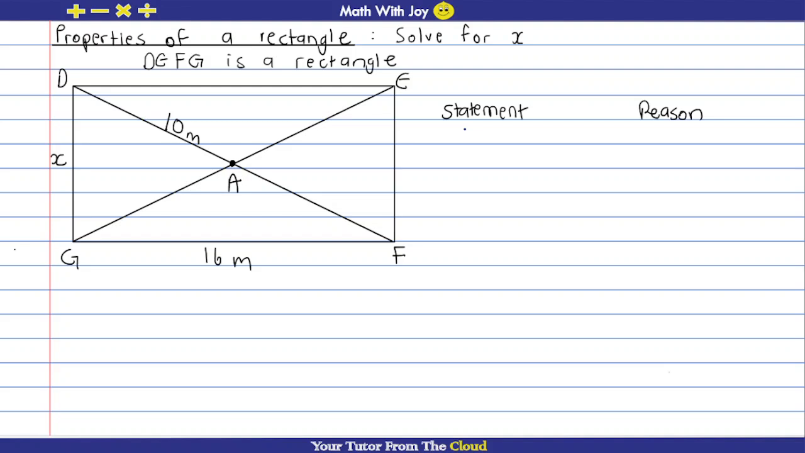You can pause the video here and try out the problem. Here we are exploring the properties of a rectangle. Now, we need to solve for x in this question, and x is going to be that length over there.